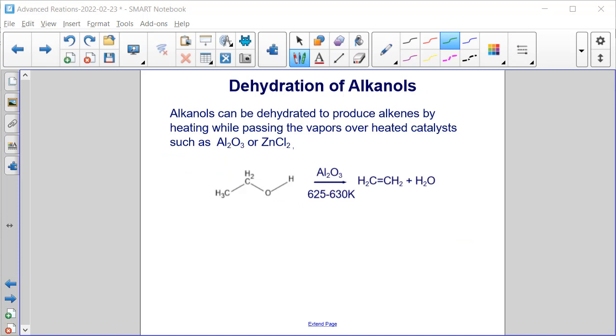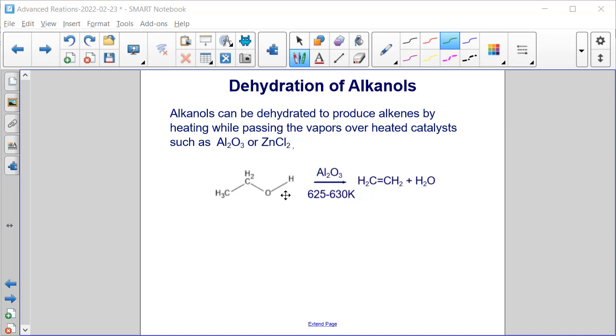The next reaction we'll talk about is the dehydration of alkanols. Alkanols can be dehydrated to produce alkenes by heating while passing the vapors over heated catalysts such as aluminum oxide or zinc chloride. So here's an example.